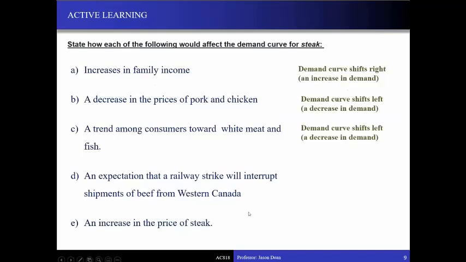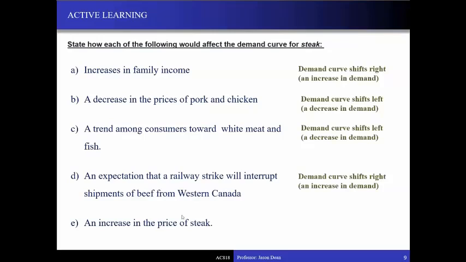Okay. And what about an expectation that a railway strike will interrupt shipments of beef from Western Canada? An increase in demand. Yeah, so we think the demand now would increase. People would stock up. What about an increase in the price of steak? Decrease in demand. There'll be a shift along the curve, wouldn't it? Or no, a new curve.